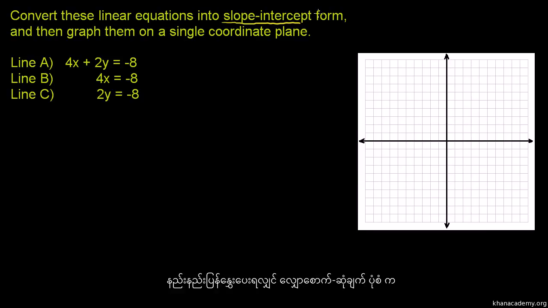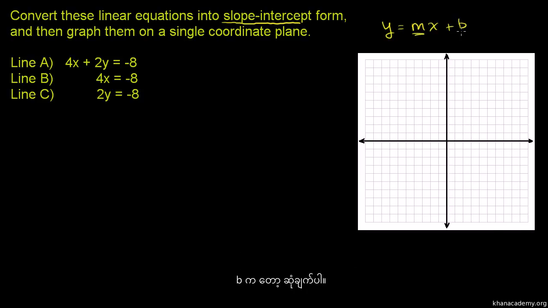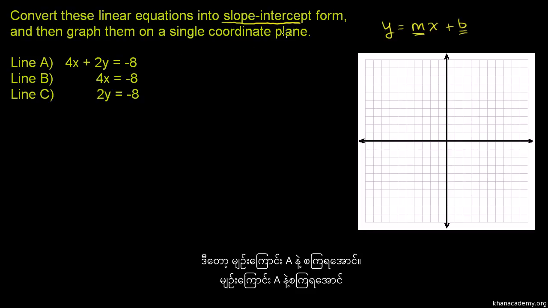And just as a bit of a review, slope-intercept form is the form y is equal to mx plus b, where m is the slope and b is the intercept. That's why it's called slope-intercept form. So we just have to algebraically manipulate these equations into this form. So let's start with line A.